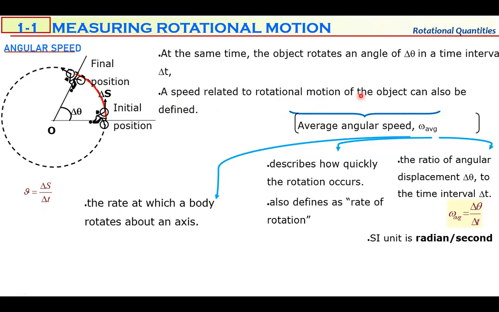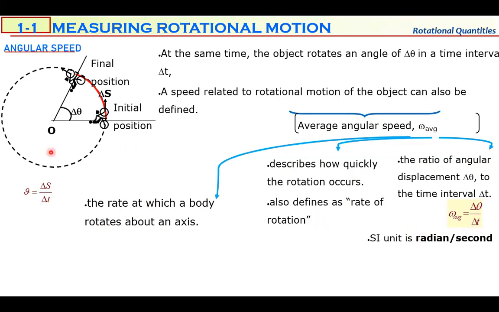So angular speed is speed related to rotational motion of an object, which is known as the rate at which a body rotates. These definitions are important, so they can give this statement to you exactly and ask what it is. When it says rate, you are going to define a quantity with a time. Don't forget: the rate at which a body rotates about an axis. It describes how quickly rotation occurs, also known as rate of rotation. Angular speed is the ratio of angular displacement delta theta to time interval delta t. This is the equation, and its unit is radian per second. Radian is the unit of angular displacement, delta t is in seconds, and angular speed is radian per second.